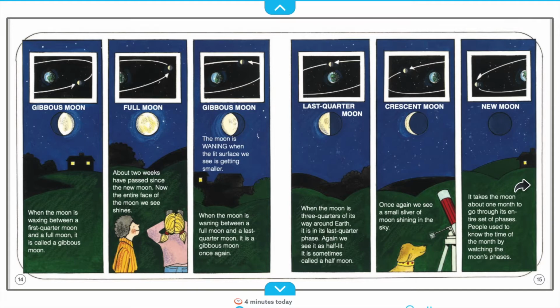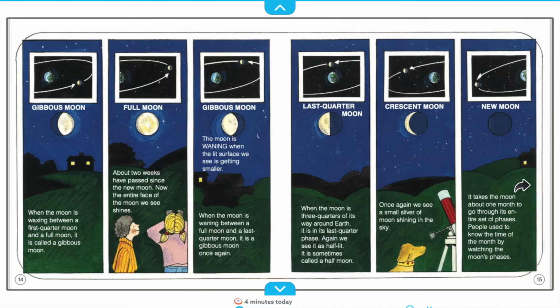Gibbous moon. The moon is waning when the lit surface we see is getting smaller. When the moon is waning between a full moon and a last quarter moon, it is a gibbous moon once again. So to tell the difference between a gibbous moon and the other gibbous moon, we are going to call one a waxing gibbous and a waning gibbous.